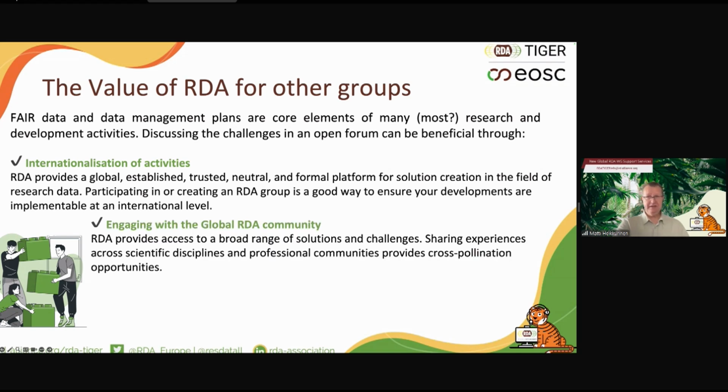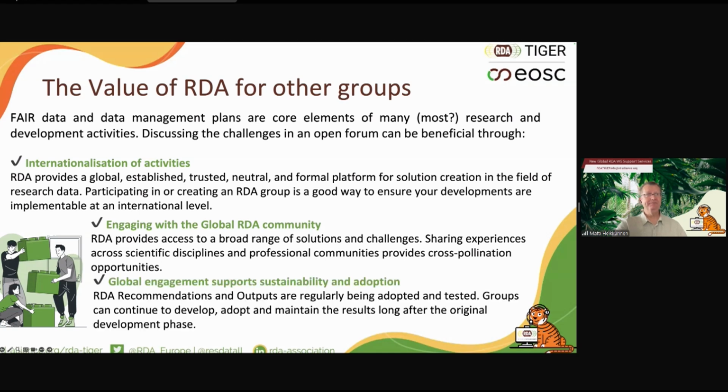I also already mentioned this cross-pollination. When you have an event or community that has a very broad range of interests related to research data, then you have cross-pollination opportunities that discipline-focused events maybe don't provide to the same degree. And having some kind of sustainability strategy. RDA has been around for 10 years. There is a process for making sure that the outputs are kept online, curated, and also taken up by the groups that follow the original developers.